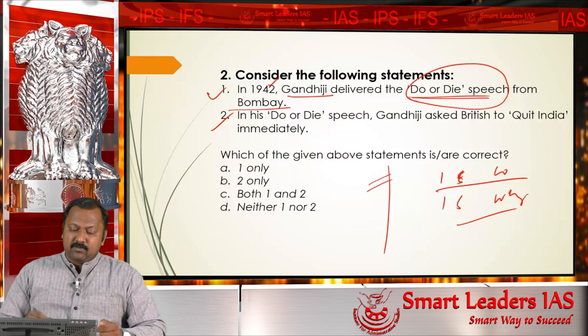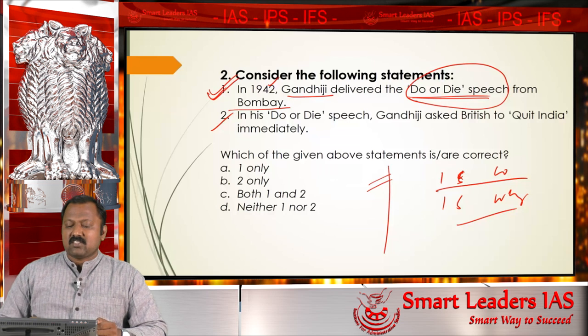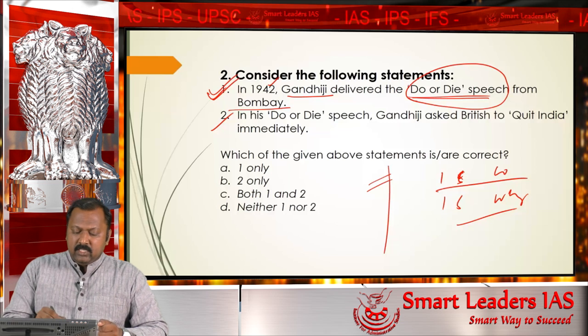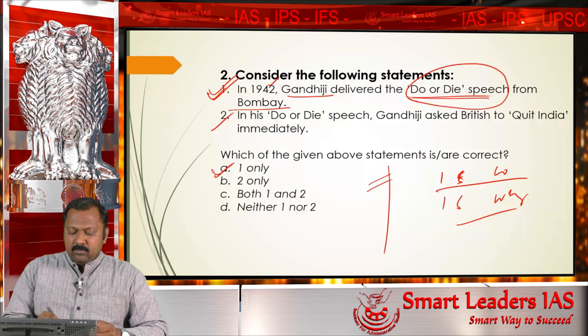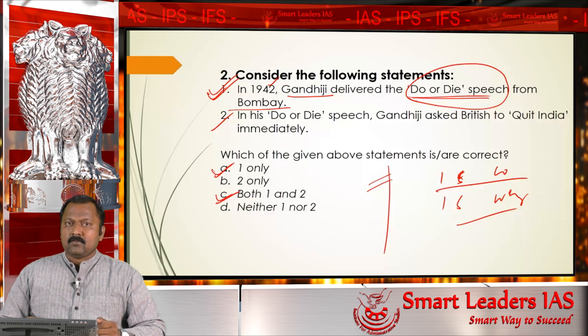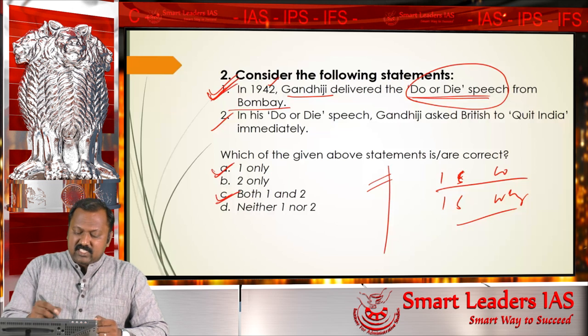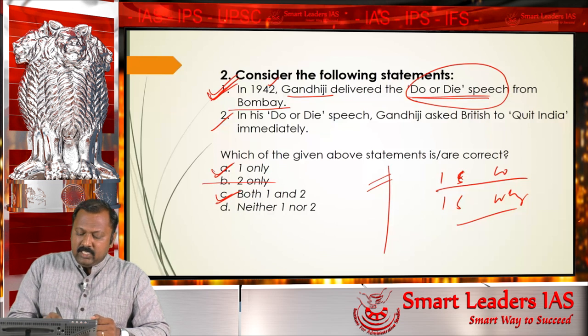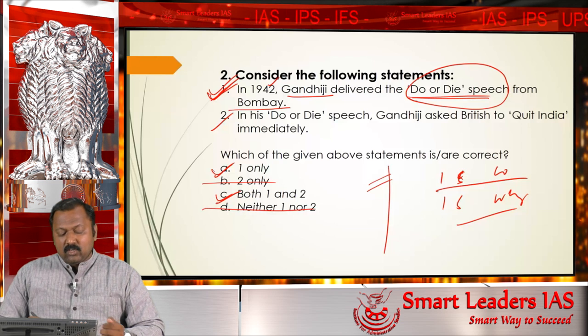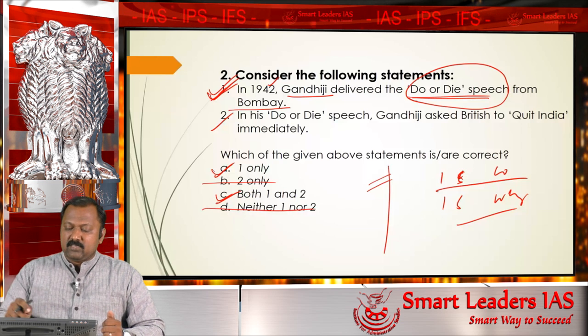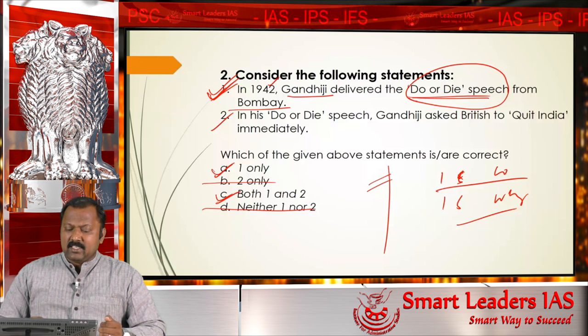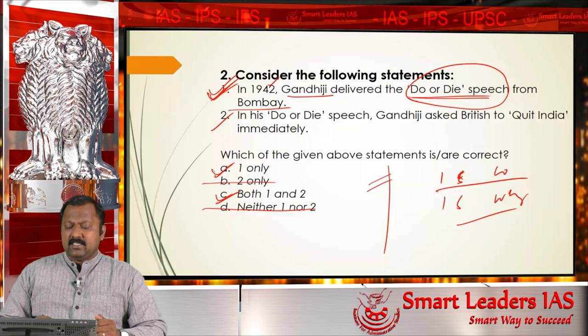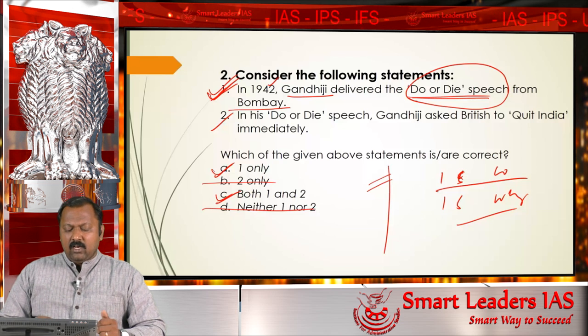If you know the first statement to be correct, and in this question that is correct, then the answer can be 1 only, or both 1 and 2. So by just knowing one statement which is correct, I have eliminated answers B and D. B is not the correct answer, D is not the correct answer, because I know 1 to be correct. So 1 should definitely appear in the answer. The answer should be either A or C.